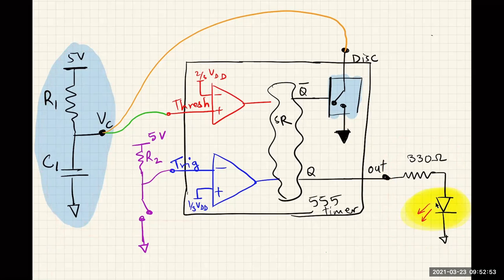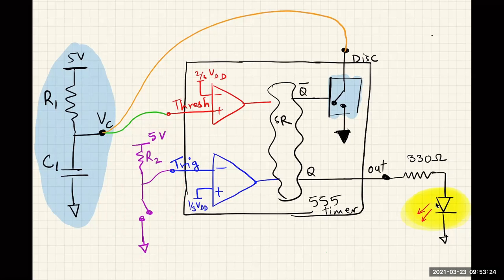Now let's look at this trigger voltage. This trigger voltage is connected to 5 volts via the R2. Whenever this switch is open, this is an open circuit, so the trigger is always at 5 volts, unless you push the button, and in that case, the trigger gets connected to ground. Now let's put all of this circuit together.